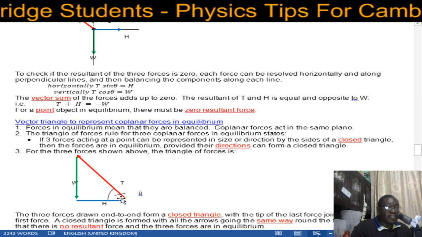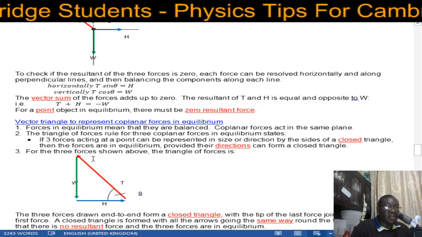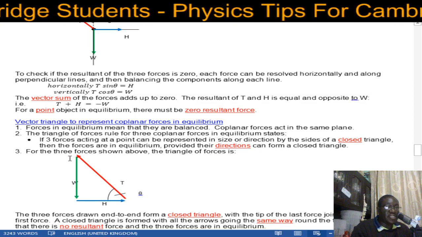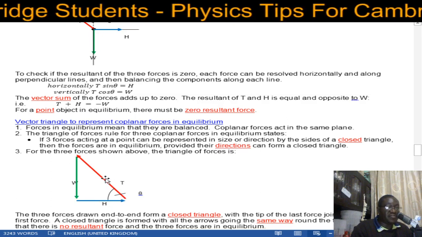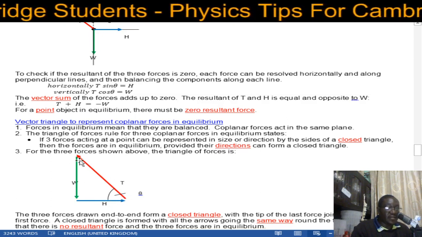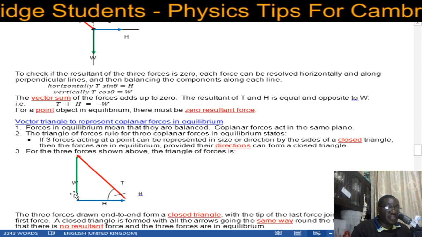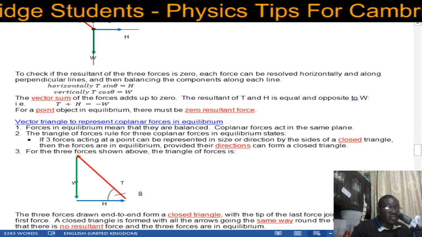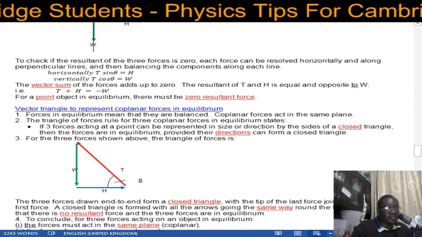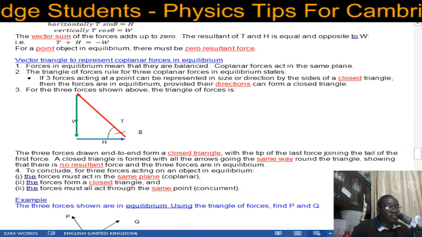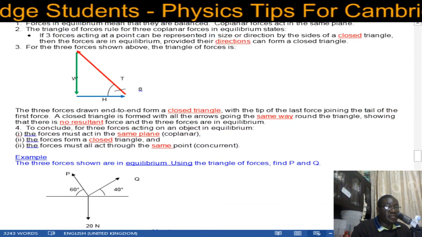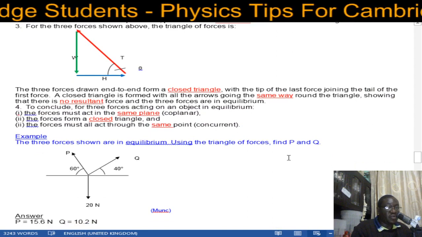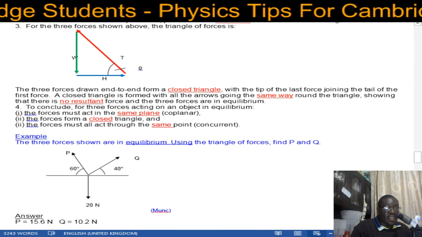So if the three forces are in equilibrium, they form a closed triangle, and the forces must be facing the same direction. Okay, so T is facing that way, W down, H on the side. So they must be the same. The three forces drawn end to end form a closed triangle, and then the arrows are going in the same direction.